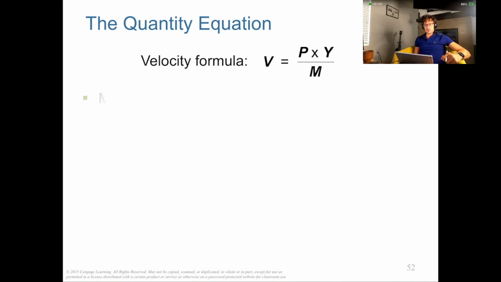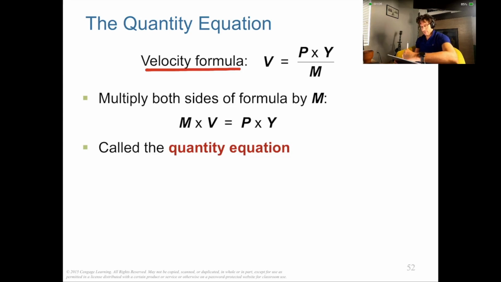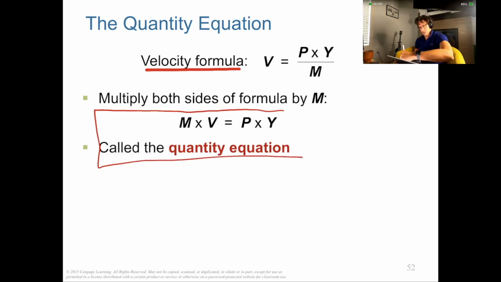So the quantity equation: we derive it directly from this velocity formula. The idea is that we multiply both sides by M, and we get the formula we started from at the beginning. So this formula here, M times V equals P times Y, is called the quantity equation.